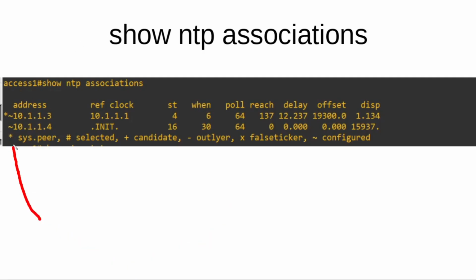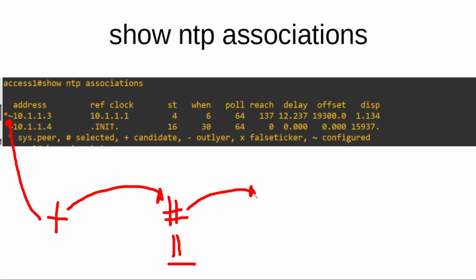Next, we will have to take a look at the first character within the output. This character may change over time. It may start as a plus sign. That means that this peer or server is a candidate to get synchronized with. This may change into a pound sign. That will mean that we have exchanged NTP packets with this device and we are in the process of getting synchronized. Then this may change again into an asterisk. That will be a good sign. That will mean that we have successfully synchronized with this peer or server.